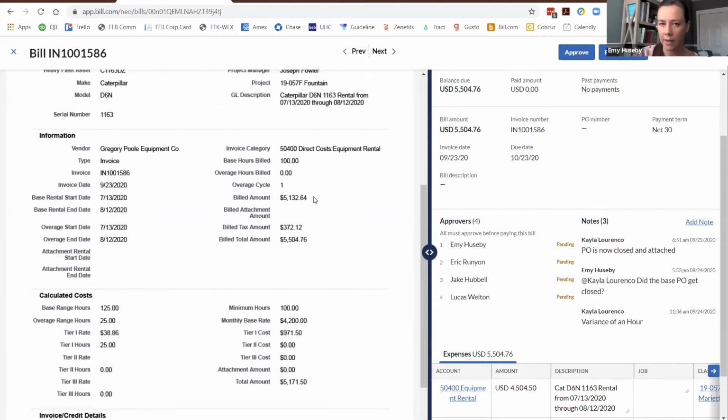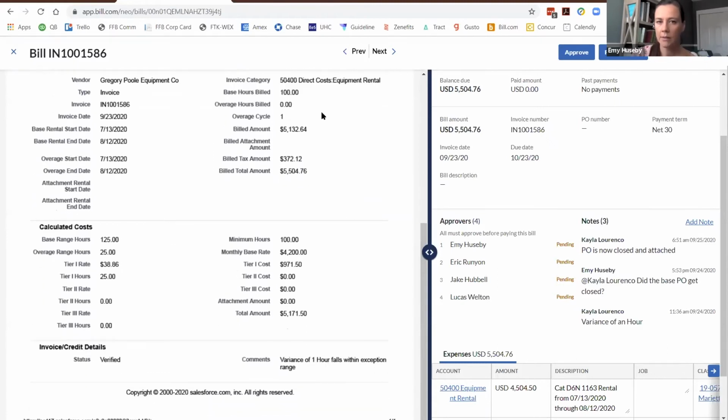If you go back up here to information, and this is all the information captured from the bill, they actually billed us $5,132.64. So that's not an exact match. Anytime it's not an exact match, we will always put comments at the very bottom so that you understand why it is that we still think it's a valid bill for us to pay and why it's a valid amount. And then we will send it on to you for approval.